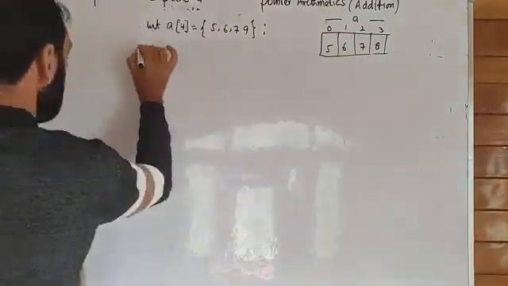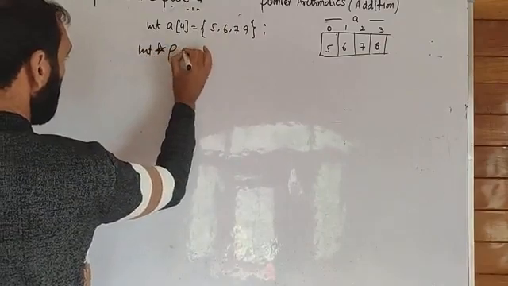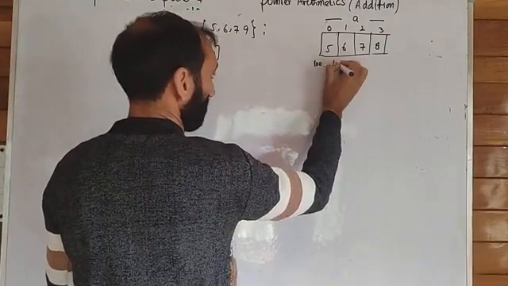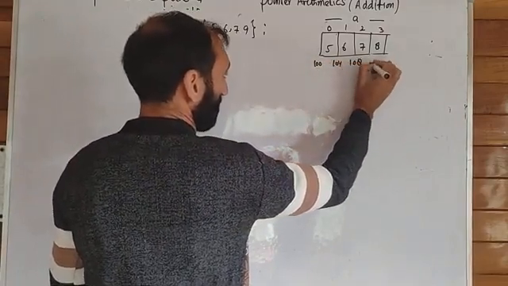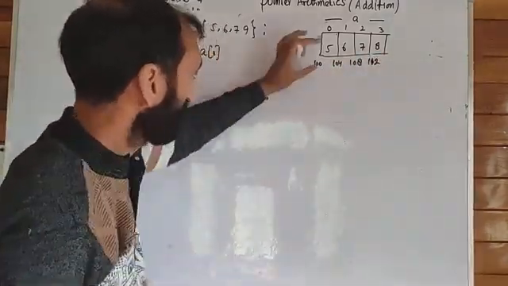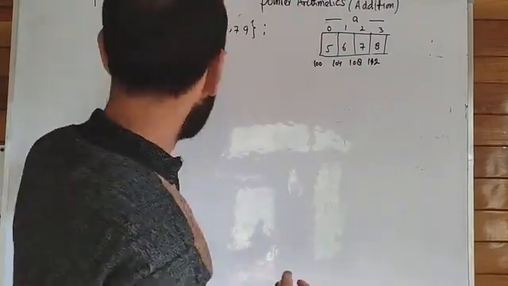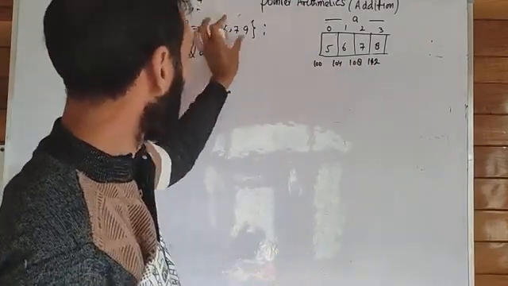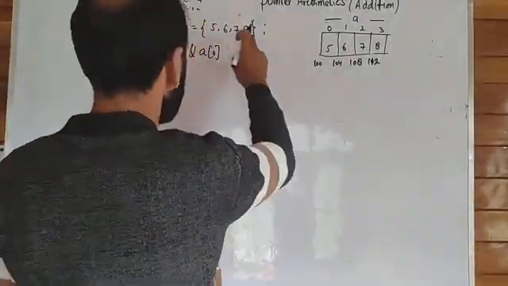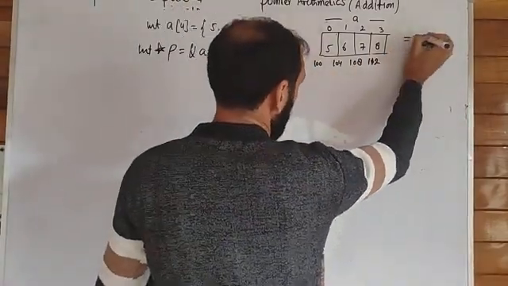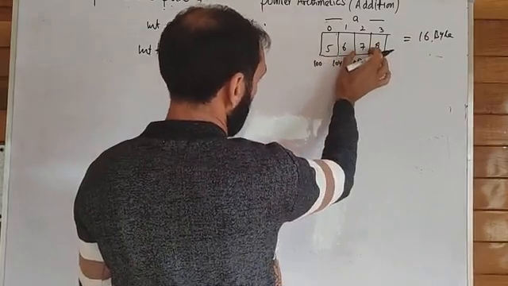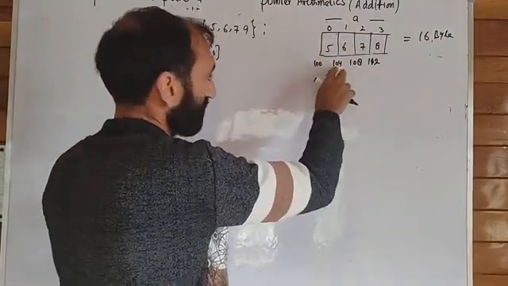Now if we declare a pointer, it holds the address of A of 0, for example, address 100. Each data member occupies how many bytes of memory? 4 bytes. 4 into 4 is 16 bytes in total, so 16 bytes of memory are allocated. The addresses are 100, 104, 108, 112.